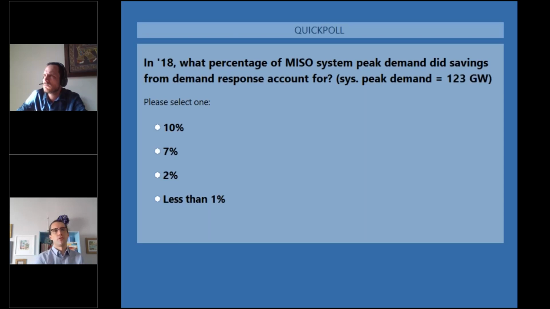Okay, great. So our first poll question is, in 2018, what percentage of MISO system peak demand is equal to peak demand savings from demand response, where system peak demand was 123 gigawatts? So 10%, 7%, 2%, or less than 1%.